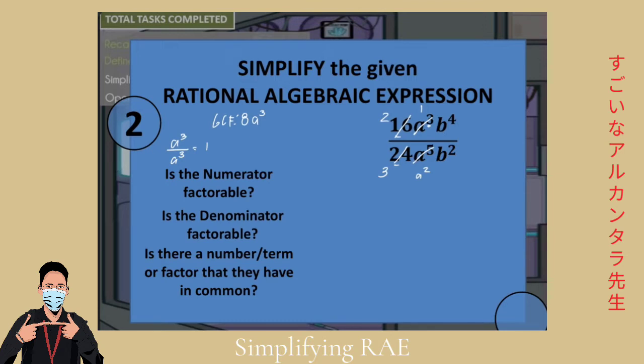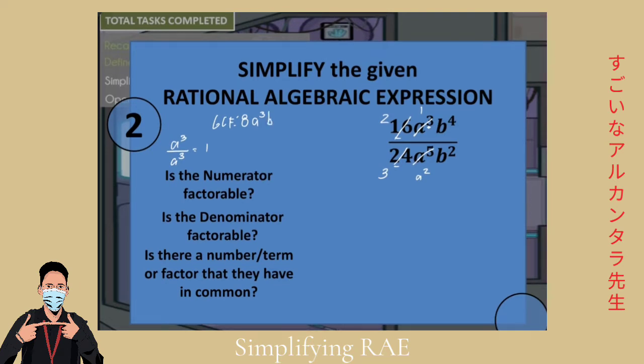5 minus 3, that's 2, so it's a squared. Next, we have the b's, and the lower exponent is 2. So b raised to 2 is the GCF for the letter b's. This will become b squared. This will become 1. So 2 times 1, that's 2, times b squared, that's 2b squared.